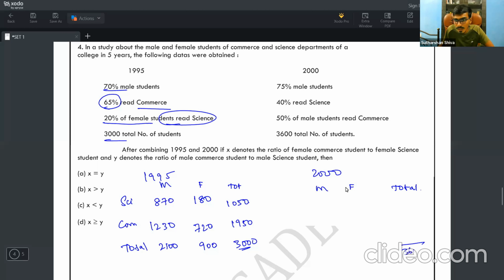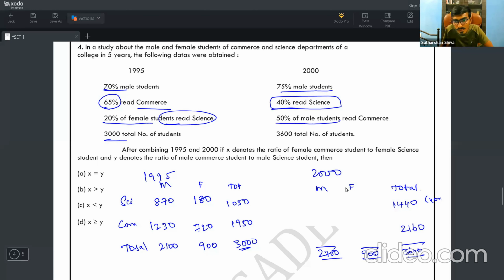Here they have given the data 3600. 75% of them are male. If they say 75% of them are male, calculate 75%, it will become 2700. Now, if I subtract from 3600, it will become 900. Then 40% read science. Calculate on 3600, 40% will become 1440. If I subtract it, I will get 2160.